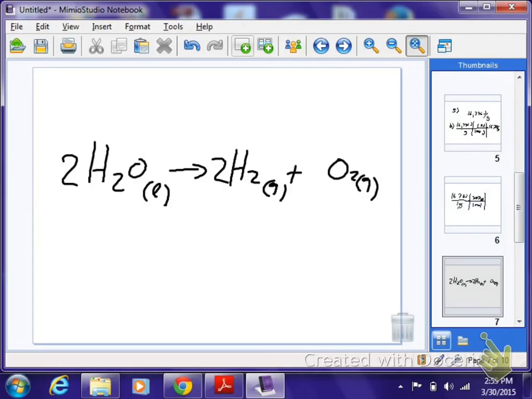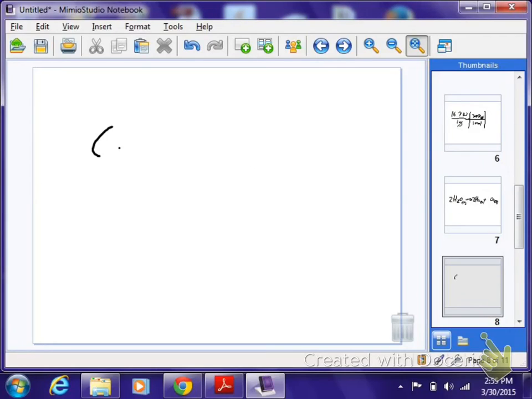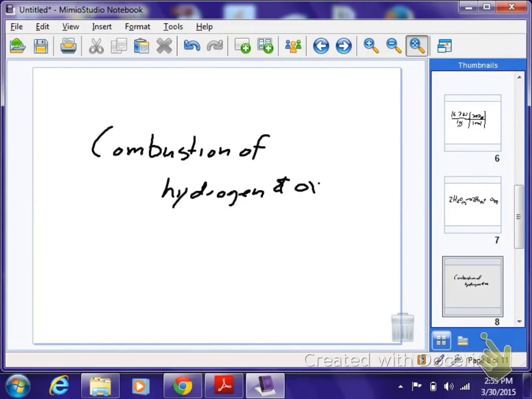Okay? So what we're going to do is split water into hydrogen and oxygen gas. That's an example. Do you guys have the graph, right, for the energy diagram? Okay. This is an exothermic. The example is combustion of hydrogen and oxygen gas. That's the example on the exothermic side.